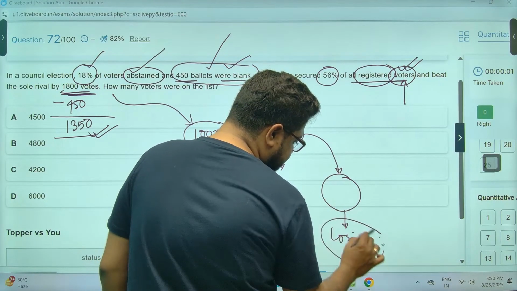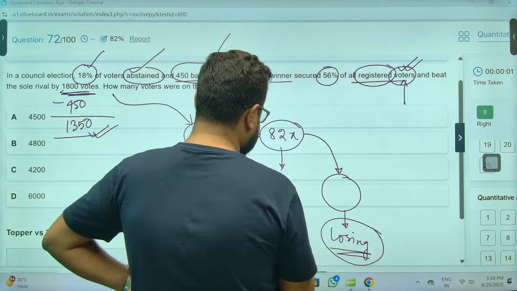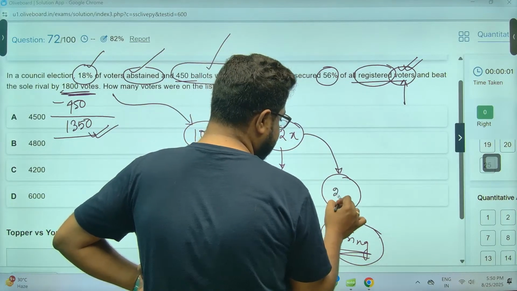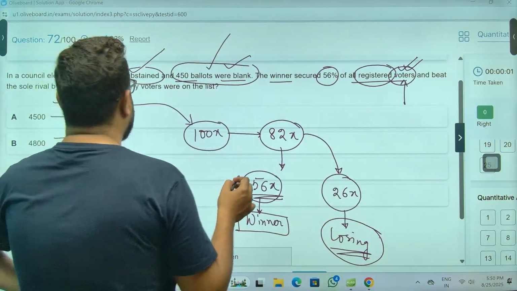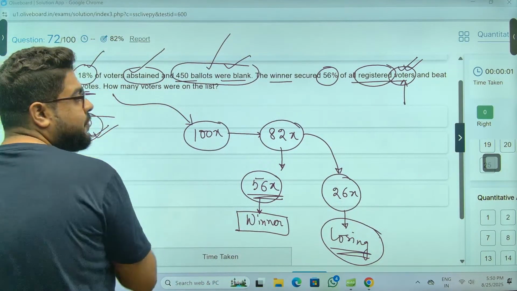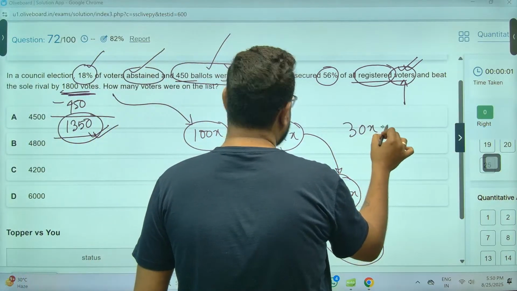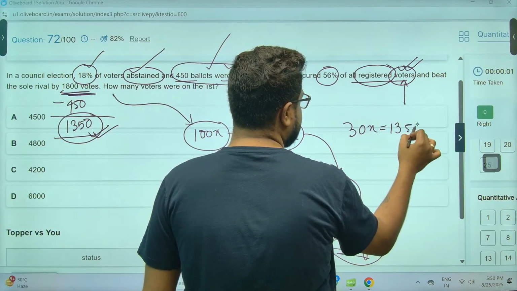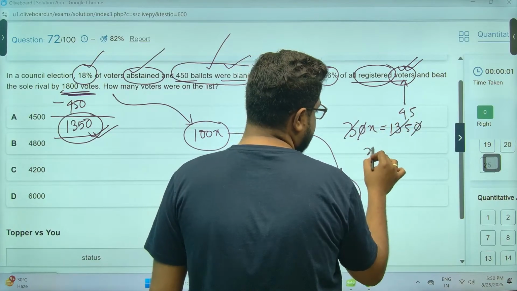How much did the losing candidate get? 82 minus 56, that is 26. Right? Now they are asking, so that difference is 1350. So the difference is 30x. 30x is 1350, sir. So zero, zero gone, 135 by 3 is 45. X is 45.